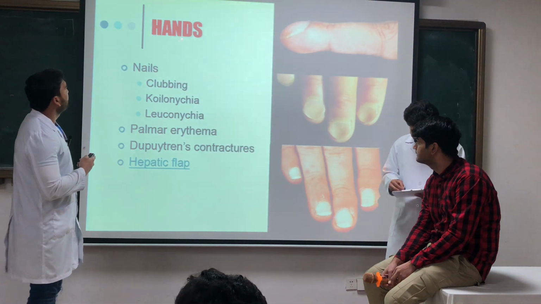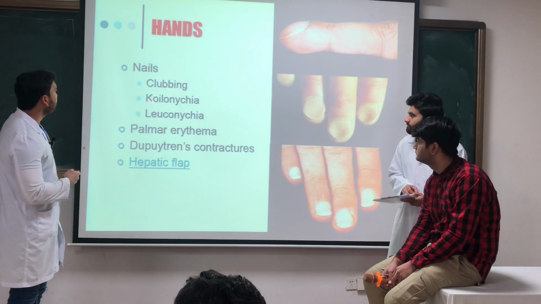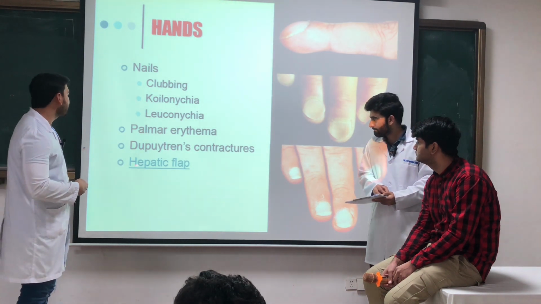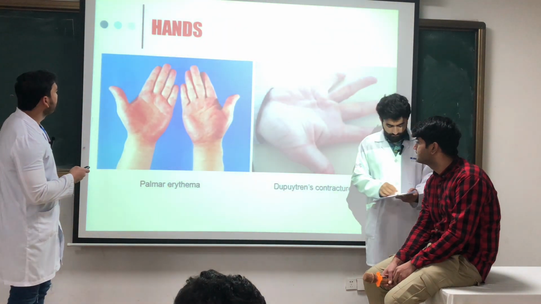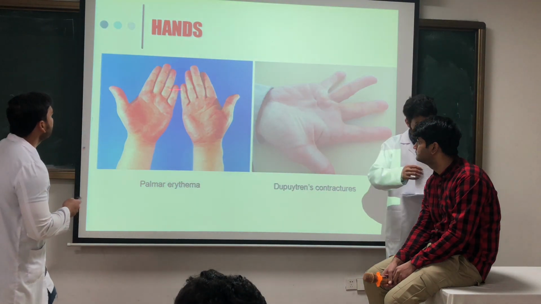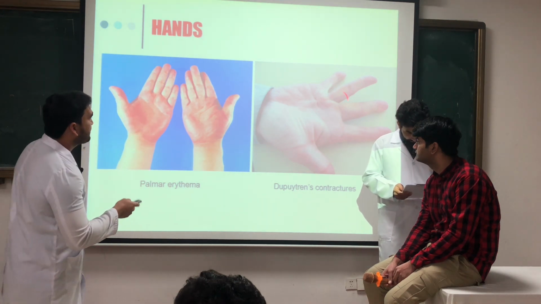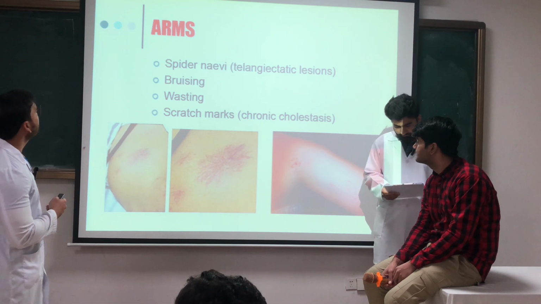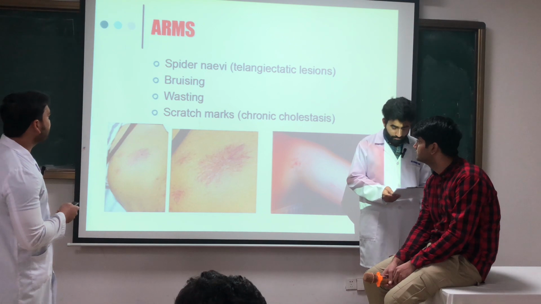We will look at hands. In hands, we will look at nails, clubbing, chololonychia, leukonychia, palmar erythema, Dupuytren contracture, hepatic flap. In palmar erythema, hands look like this, and in Dupuytren contracture, hands look like this. Arms. In arms, we will look for spider nevi, bruising, wasting, and scratch marks.